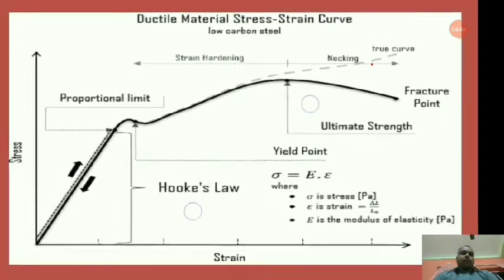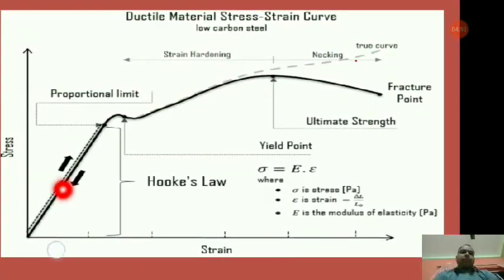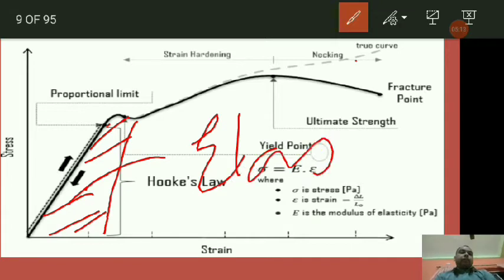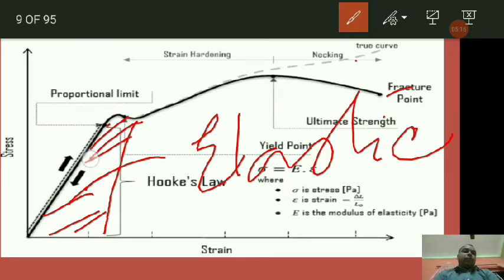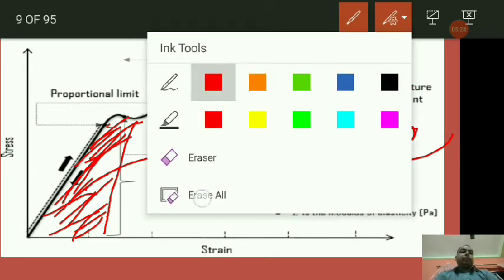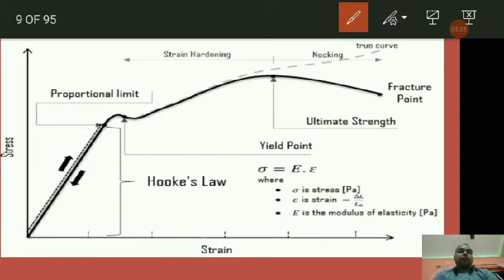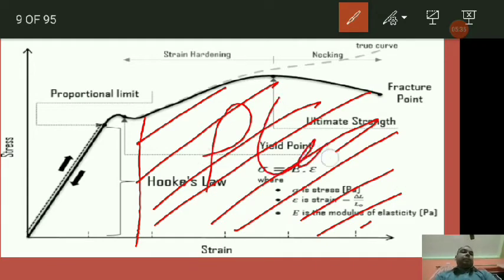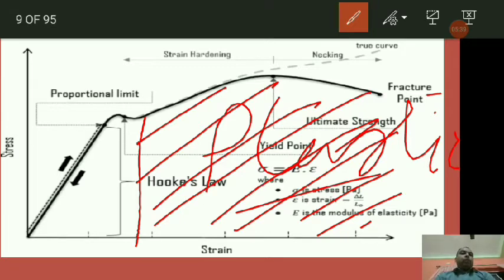Now look, you already know this curve, and this is the proportional limit, you can see over here. Up to this proportional limit Hooke's law is valid. Now this is the yield point that I mentioned earlier. Up to this region, we have the elastic region. So up to yielding, this is the elastic region. We are not concerned with the elastic region, but we are concerned with the region after that, from this point, this whole region. This is the plastic region. So we are concerned with the plastic region.